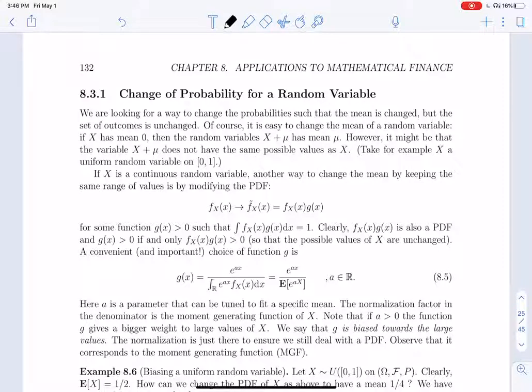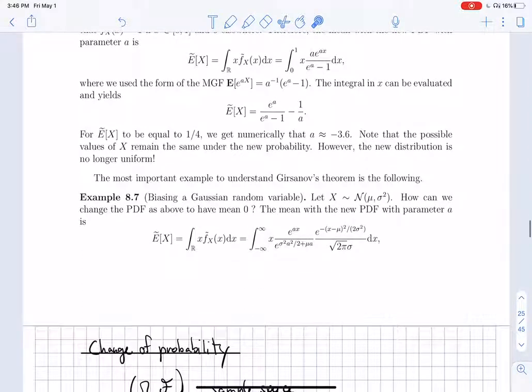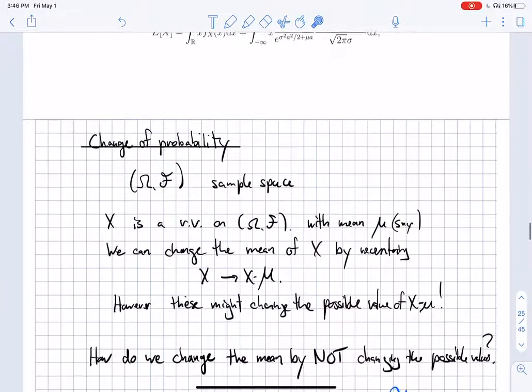Okay, today's lecture is about existence of the risk-neutral probability for the Black-Scholes model, and essentially this is Girsanov theorem, and so that's section 8.3.1. I'm going to talk a bit more about it on Monday.